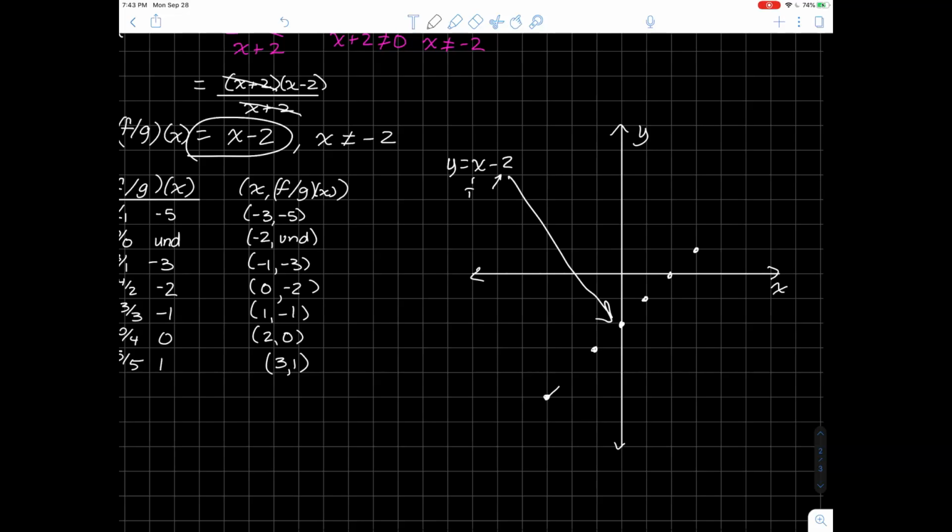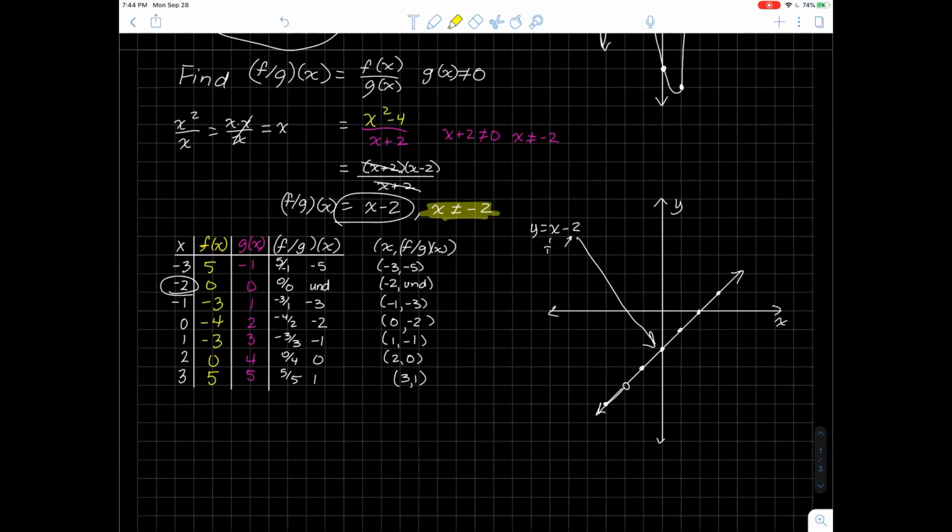So here's our graph, except we have to put a hole in the graph right there because x is not allowed to equal negative 2. That is a hole in our graph. So that one actually isn't that difficult to do, but it is really easy to mess up. Sorry, it's really difficult sometimes to remember that you have to pay attention to the restriction that was created when we put x plus 2 in our denominator.